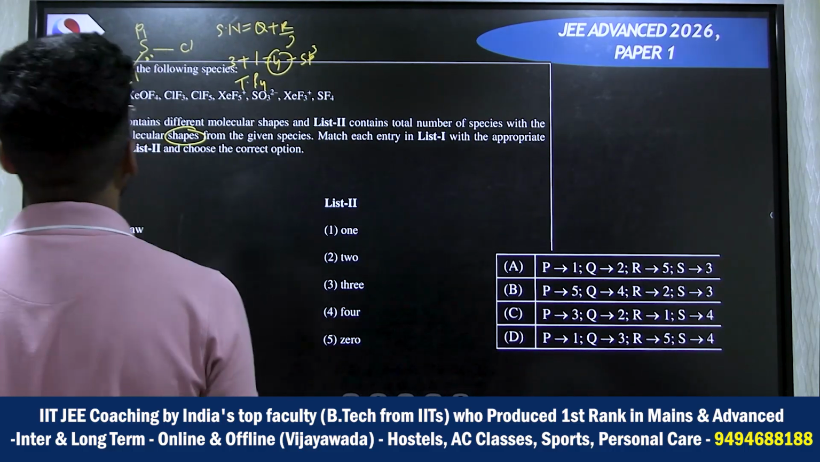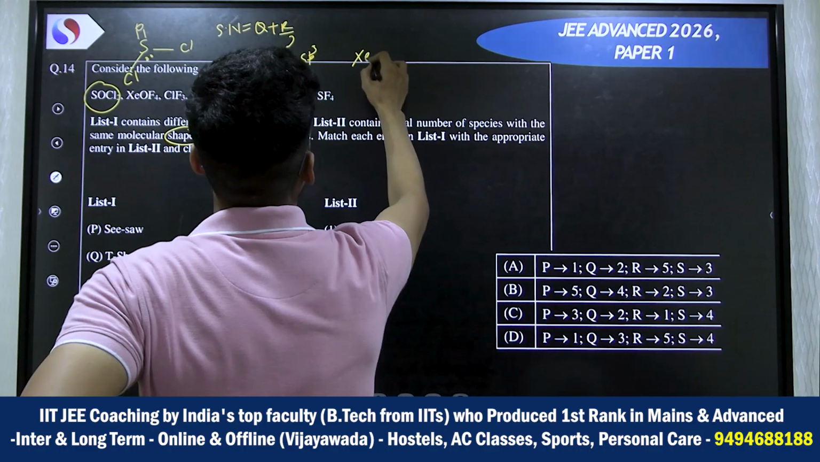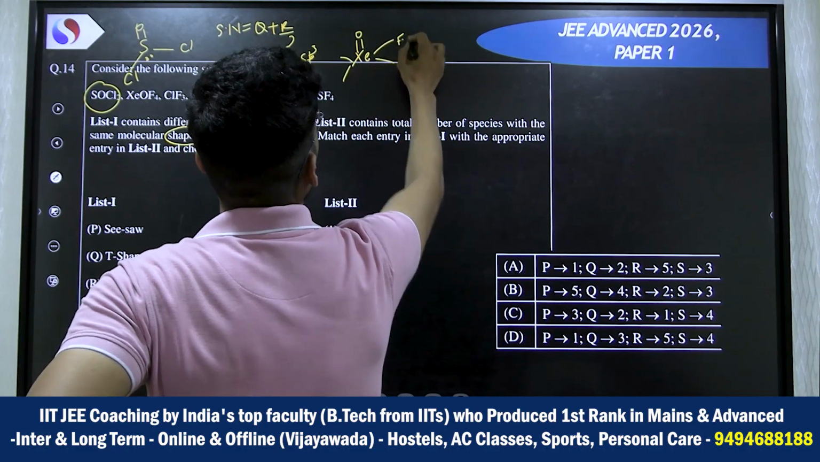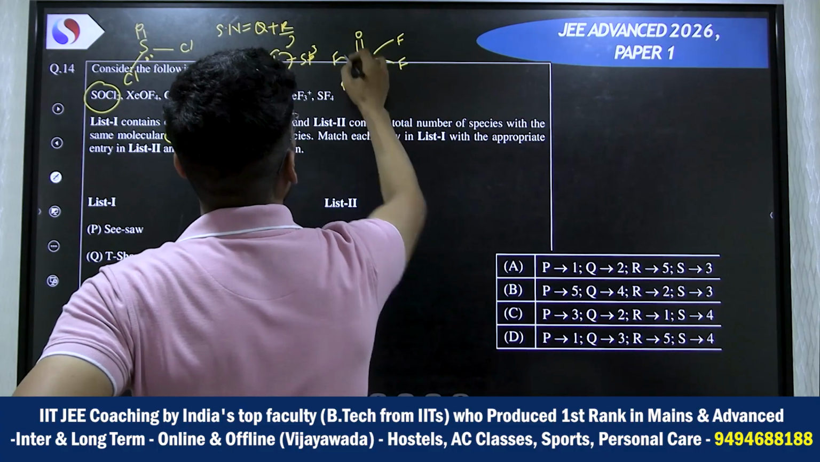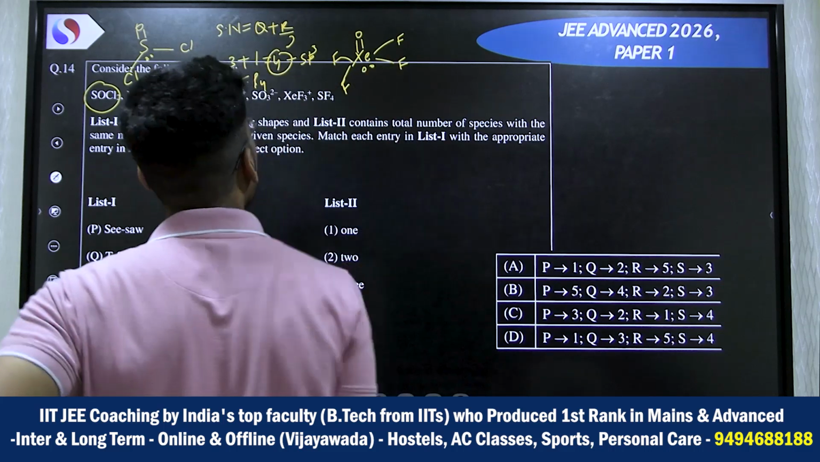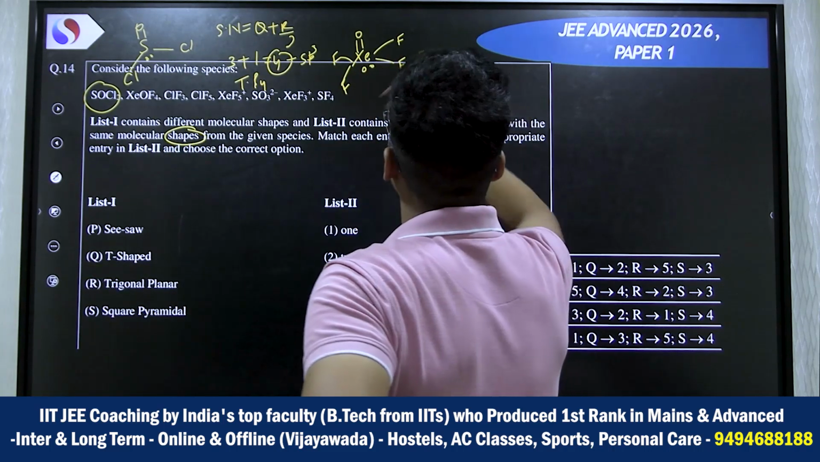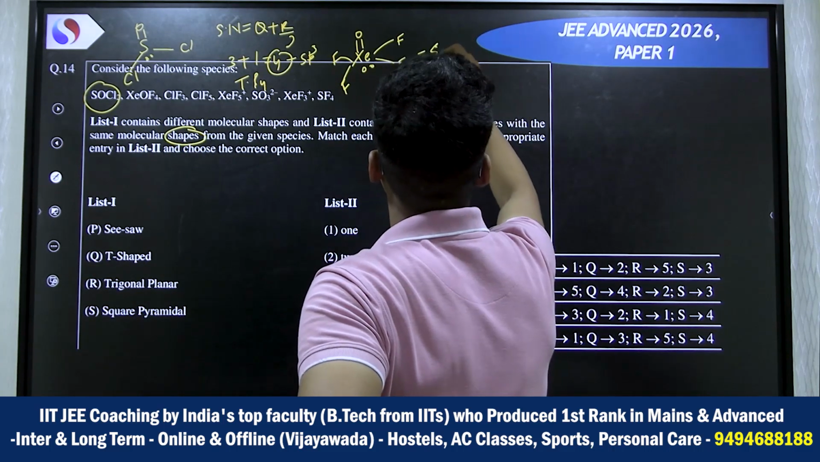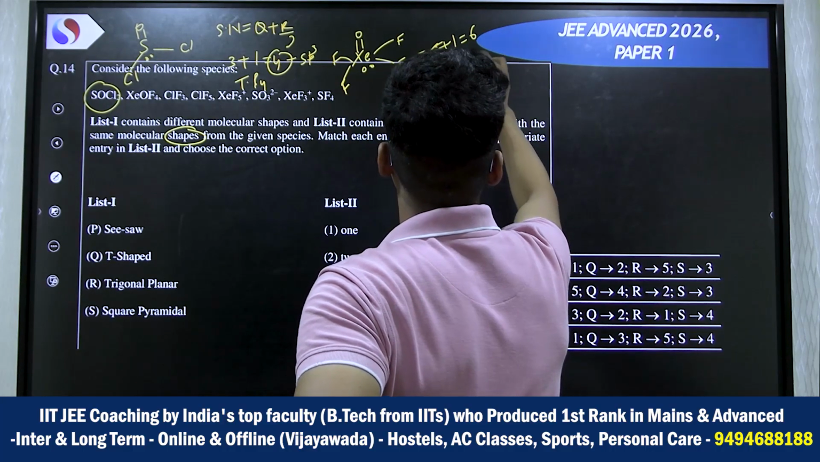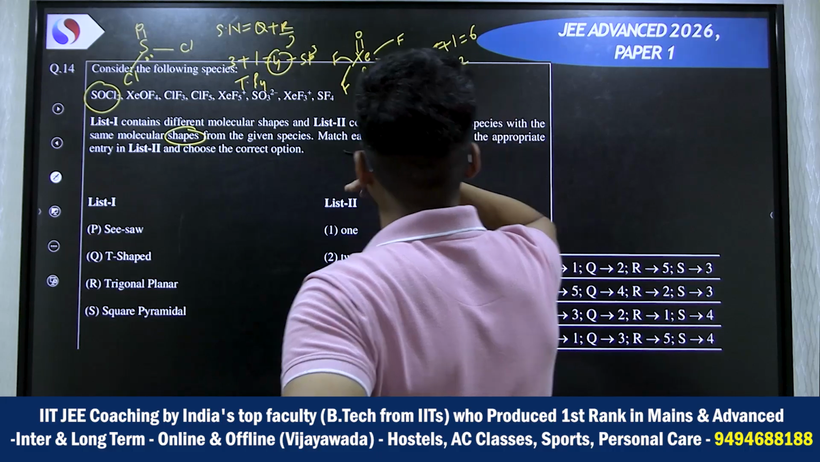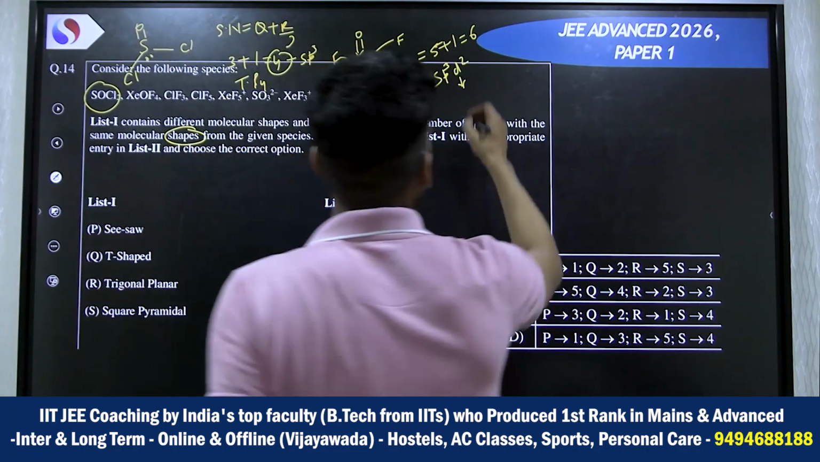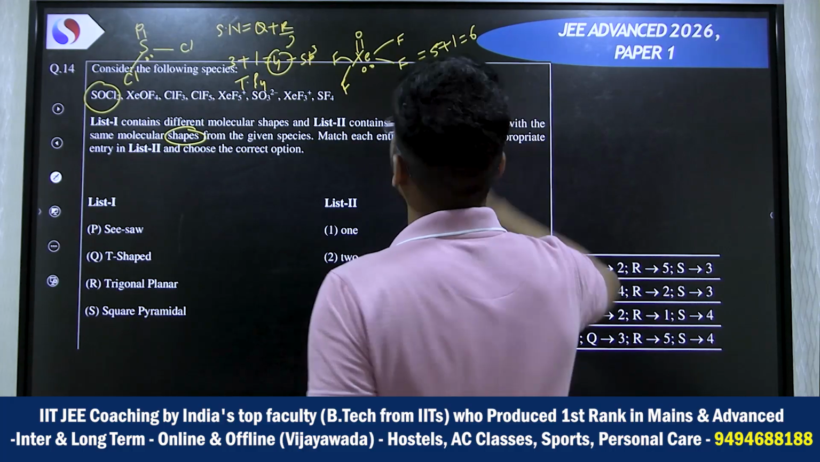So next, XeOF4. Xenon double bond O, 4 fluorines are there, total 8 electrons. Xenon has 6 electrons remaining and 1 lone pair of electrons. So steric number: sigma bonds are 5, 1 lone pair of electrons, that is 6. So it will be sp3d2, which means octahedral geometry, and with 1 lone pair, the shape will be square planar. Okay.